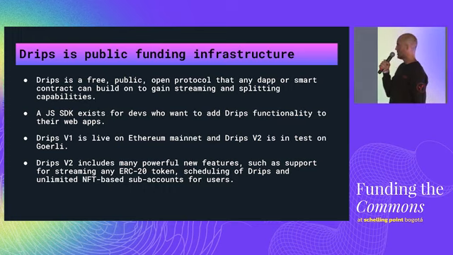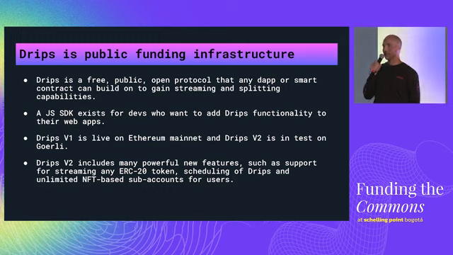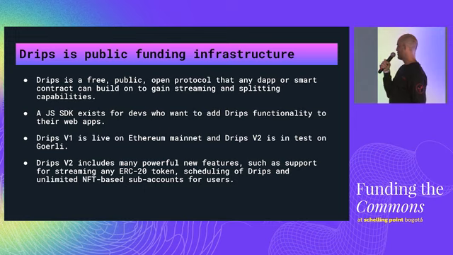infrastructure. So, very quickly, it's a free public open protocol that any dApp or smart contract can build on. We have a JavaScript SDK, so you can build it into your web apps. And Drips version 1 is live on Ethereum mainnet. Drips v2 is in test on Goerli, and it's coming to mainnet very soon. And Drips v2 includes all sorts of new powerful features, like streaming any ERC20, scheduling. You can schedule Drips in the future or have them end, and also unlimited NFT-based sub-accounts.